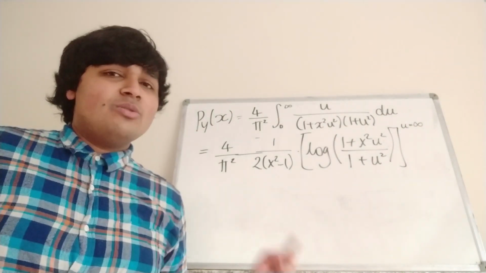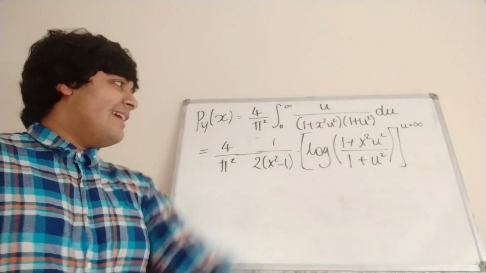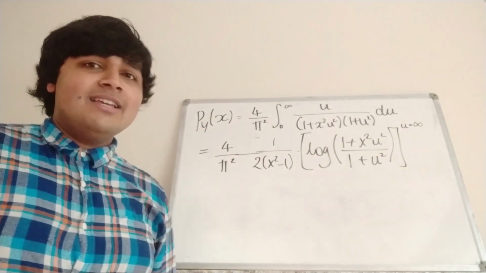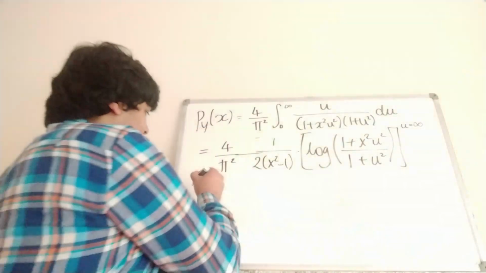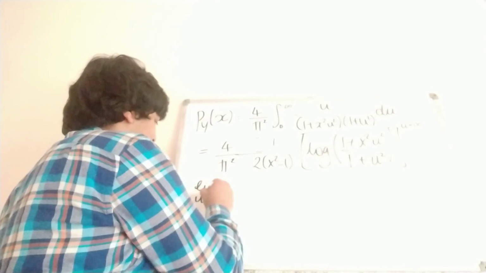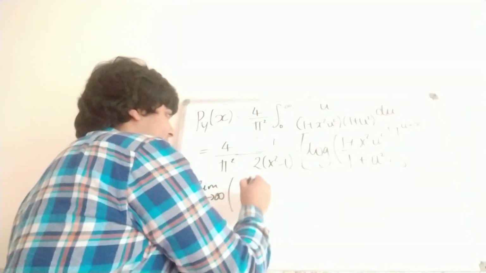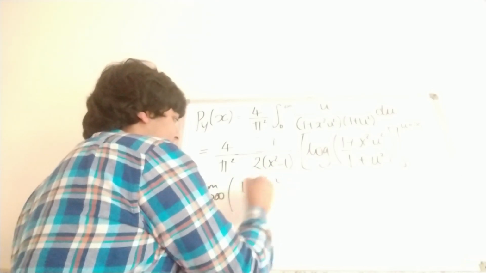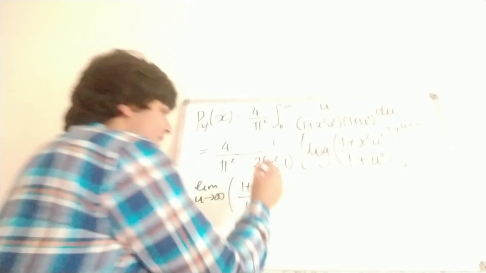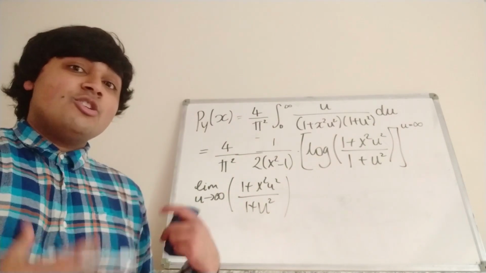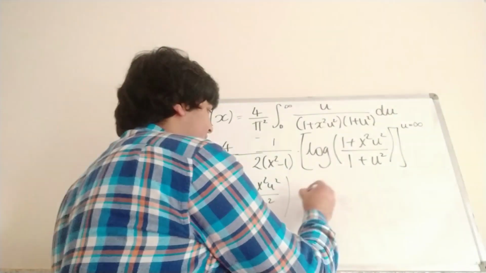But we actually have to take u approaching infinity, because clearly we're going to get a log of infinity over infinity situation. So let's work out the limit as u goes to infinity of this guy here. So this is 1 plus x squared u squared over 1 plus u squared. As I say, it's infinity over infinity, so we can use L'Hopital's rule and just differentiate the top and the bottom.